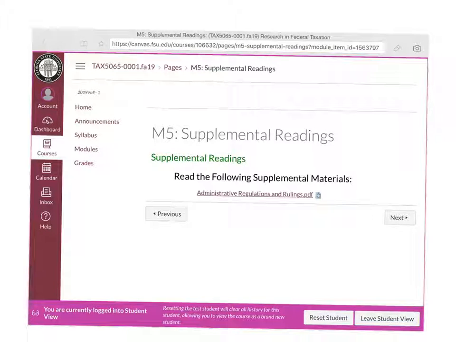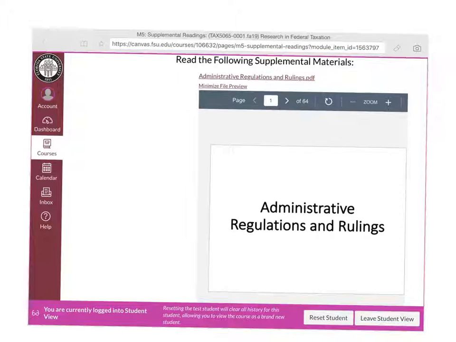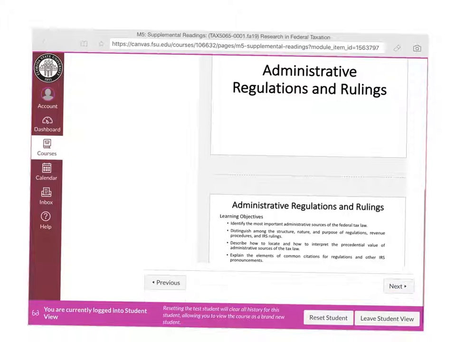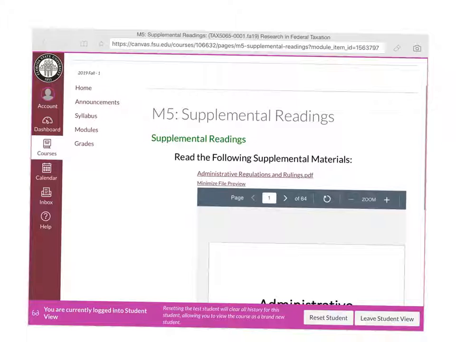All right, supplemental readings. So go through these slides. We went through the different types of administrative sources. We talked about the IRS and the Treasury and what their functions are. Right? We talked about those things.